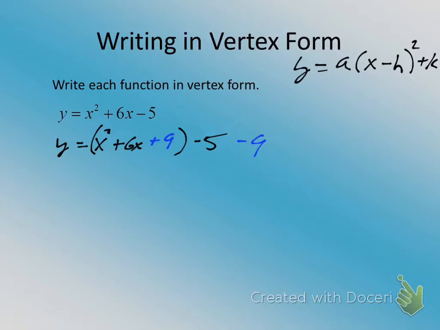Factor the trinomial. X plus 3, quantity squared, minus 14. And now look how it matches up to there.